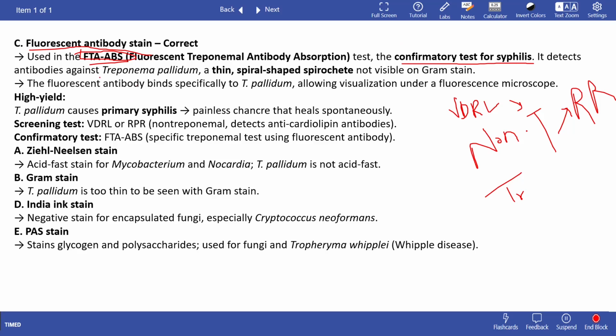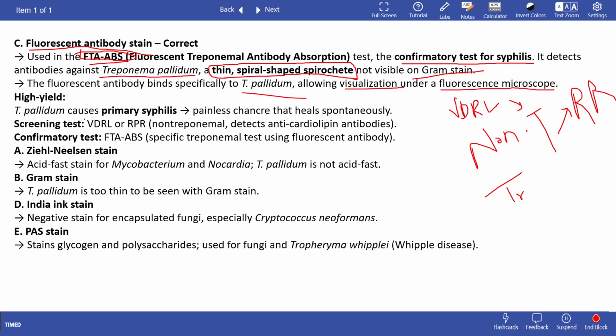It detects antibodies against Treponema pallidum, which is a thin spiral-shaped spirochete. So this is another spiral-shaped organism, and you must know this description. This is very important: this organism is not visible on Gram stain. You must know this also. This stain basically binds to the pallidum organism and visualizes it under the fluorescence microscope.